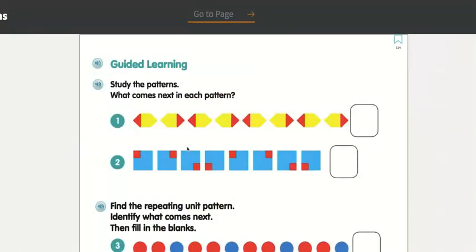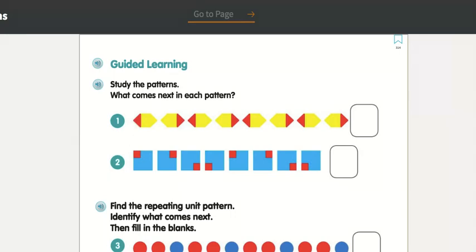Number one. What comes next in each pattern? So this looks like he or she had a shape, and then they flipped it over, and then they flipped it again, or turned it. Turn, turn, turn, turn, turn. And so the next shape would be back to the beginning again. It would look just like the first one.